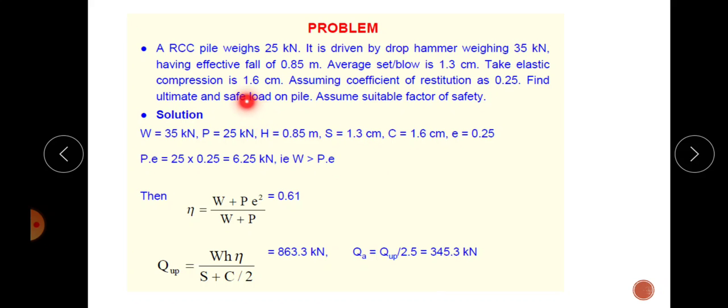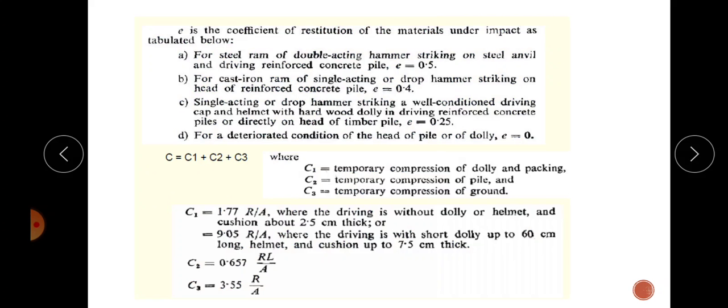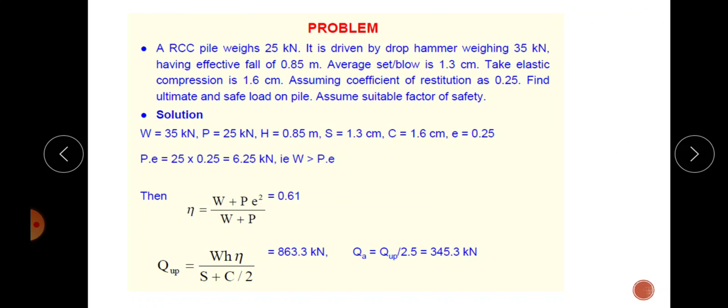And elastic compression is 1.6 centimeter, that is C is 1.6 centimeter. I have told you sometimes C will not be given, so it is taken as C1 plus C2 plus C3. C1 means temporary compression of dolly, C2 temporary compression of pile, and C3 temporary compression of ground. So in this problem C is already given as 1.6 centimeter. Okay, so C is 1.6 centimeter. And coefficient of restitution is 0.25, that is E is also given as 0.25.